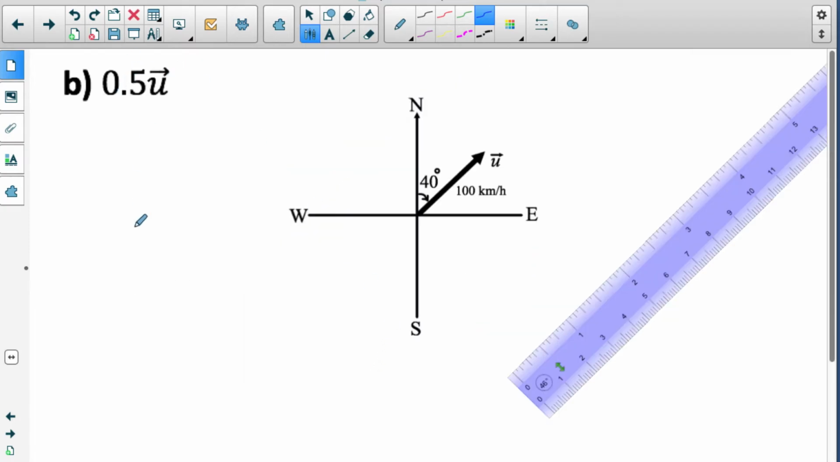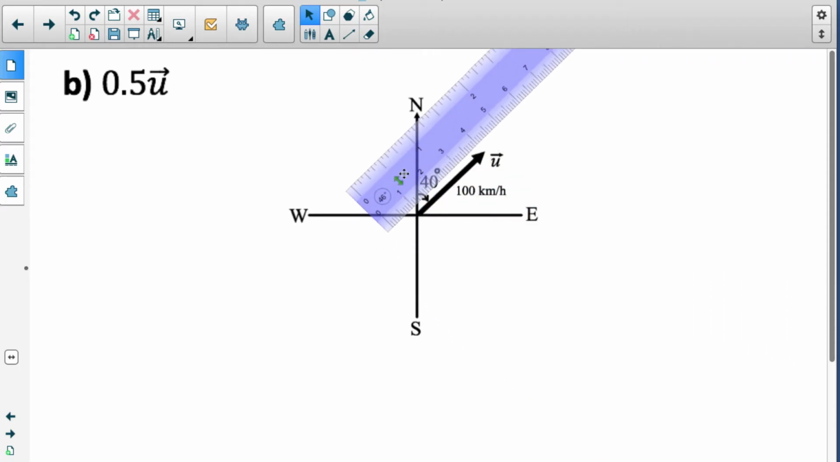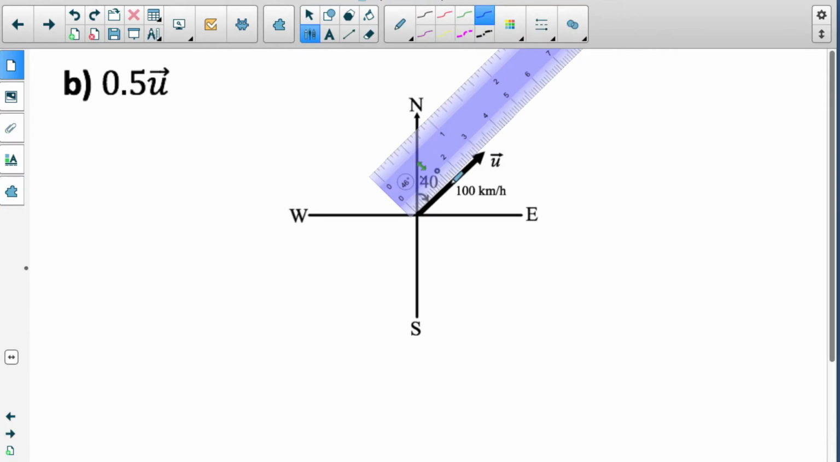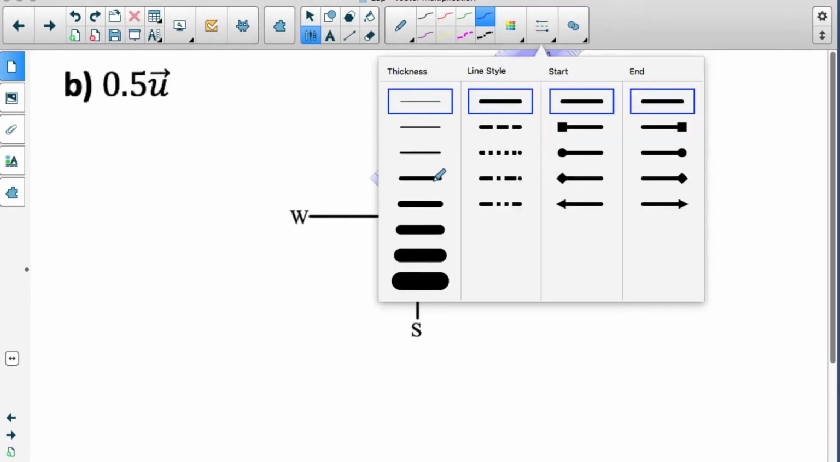Part B is 0.5 times vector u. So it's going to be going in the same direction as vector u because the scalar is positive, but its magnitude is going to be half that of vector u. So instead of 100 kilometers an hour, it's going to be 50 kilometers an hour. So let's keep our diagram accurate by measuring off half of vector u. So vector u is 3 centimeters, so a half times vector u should be about 1.5 centimeters. So let me draw that.